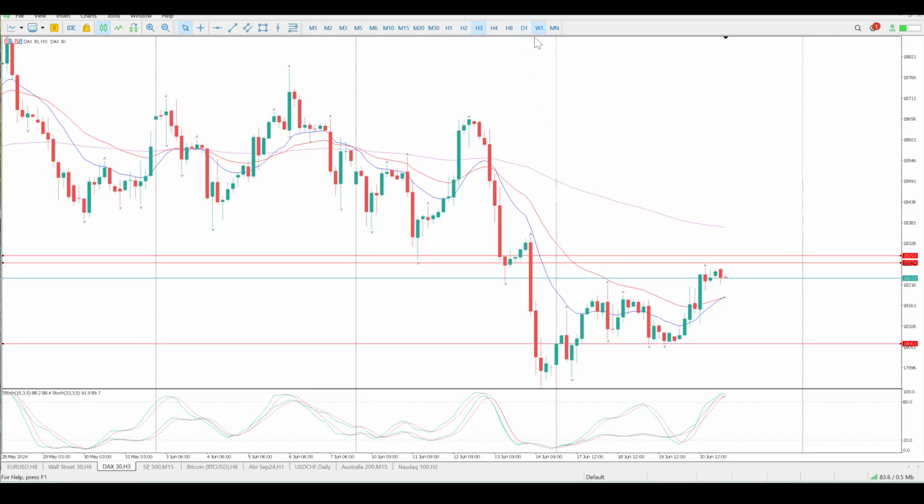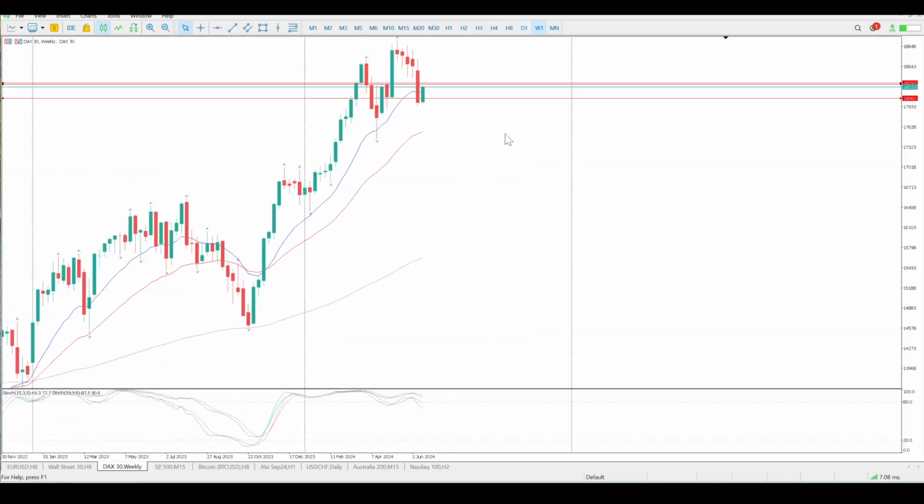But we are looking at the weekly here, and at the moment this is forming an inside bar on the weekly. The oscillator is not really helping us, but the trend is very strong to the upside, and this is just a number of weeks of confusion basically that we have here.